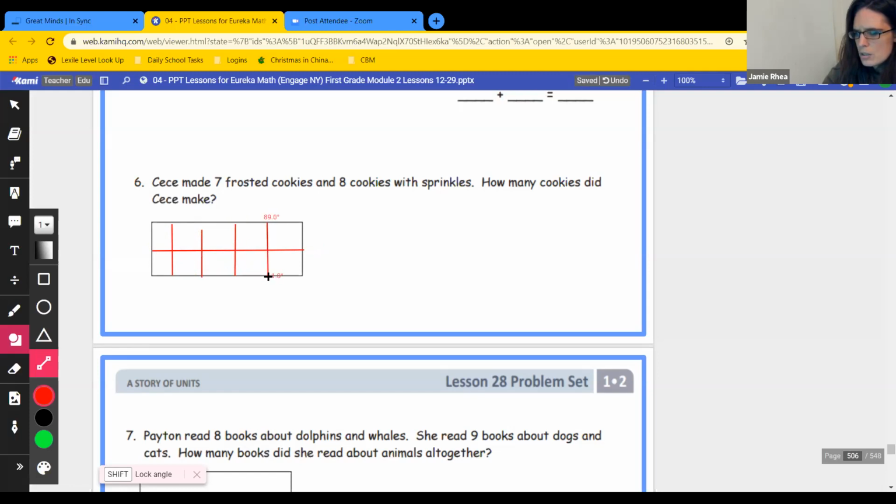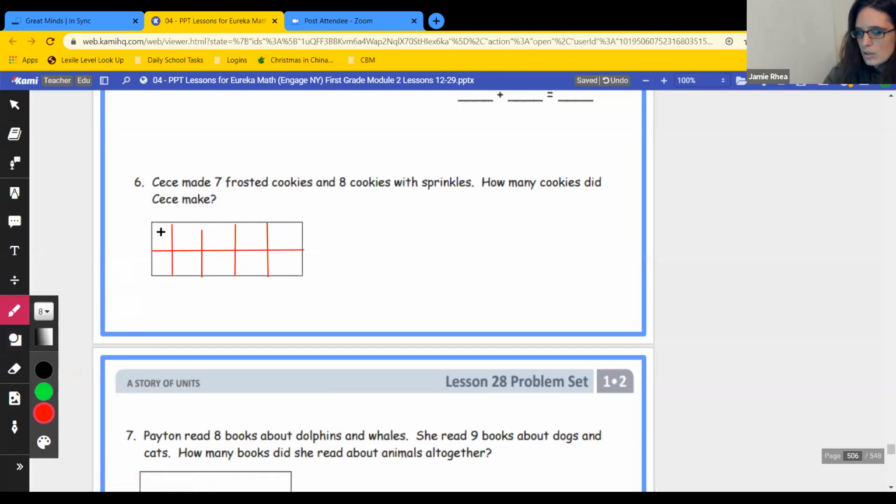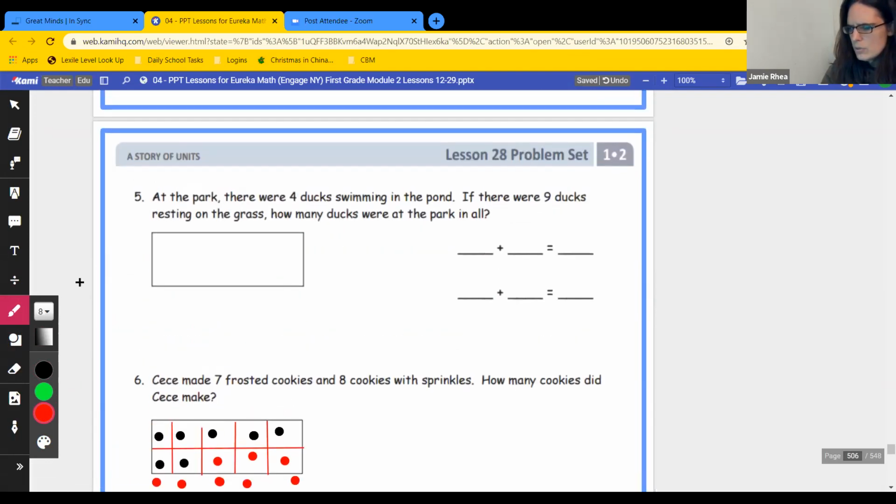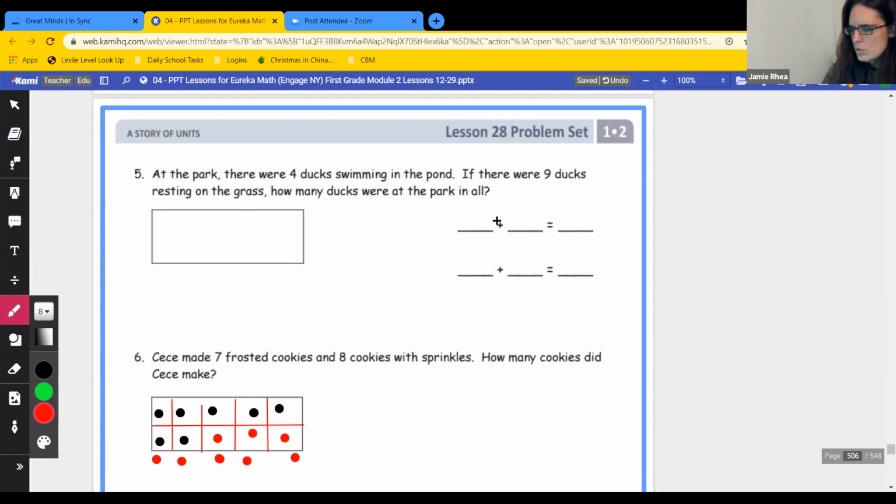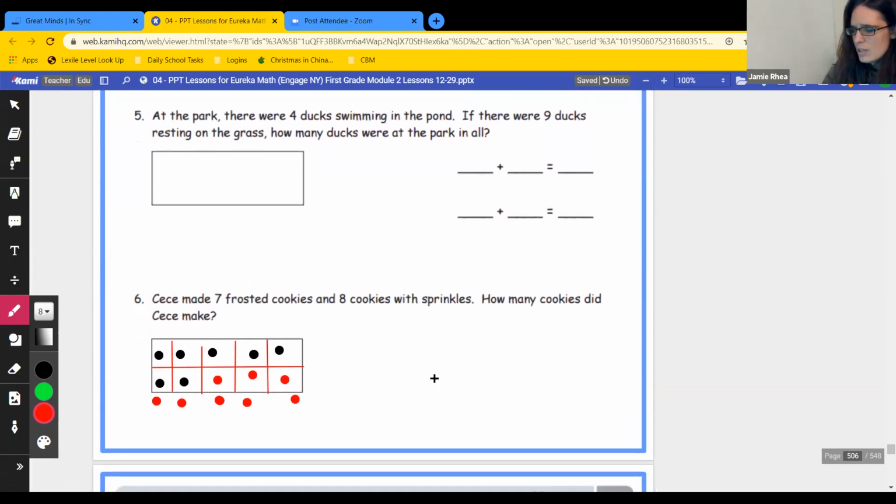Now I could show my 7 frosted cupcakes, or I'm sorry, frosted cookies. Let's go with this one. Here we go. Ready? 1, 2, 3, 4, 5, 6, 7. And then I'm going to show my 8 that have sprinkles. 1, 2, 3, 4, 5, 6, 7, 8. Okay. Now you'll notice up here, it has 2 areas where you can make plus signs or addition sentences, but there's nothing down here. So that means we have to fill them in ourselves.